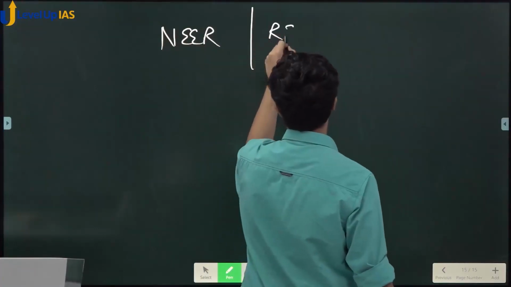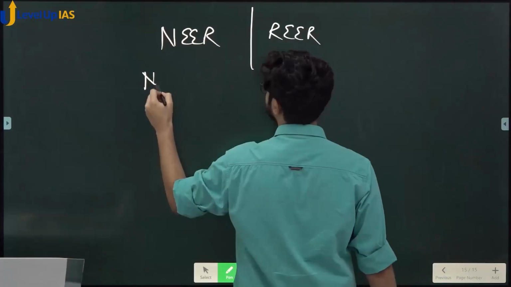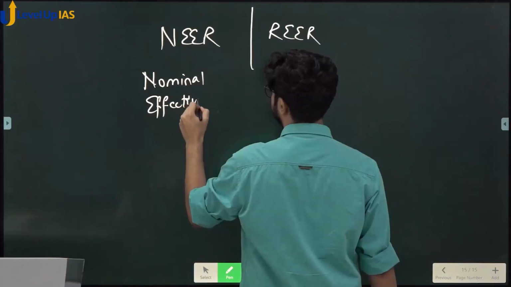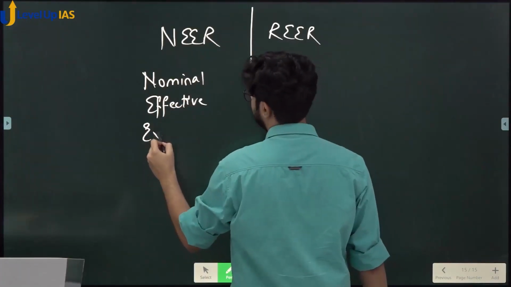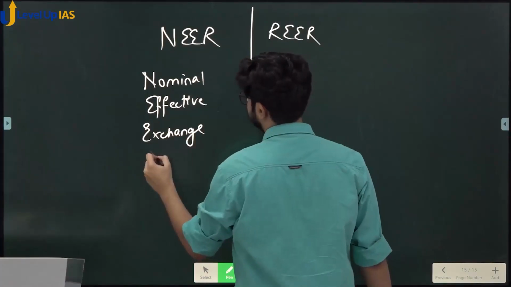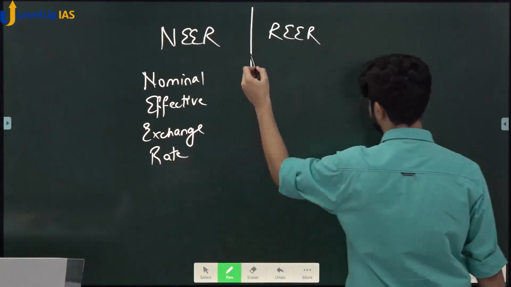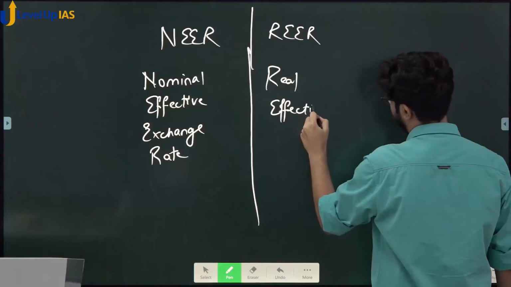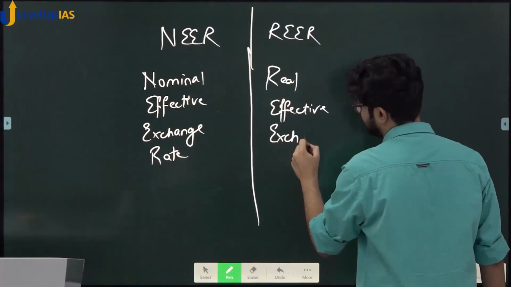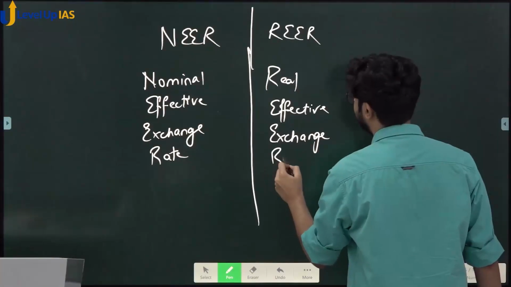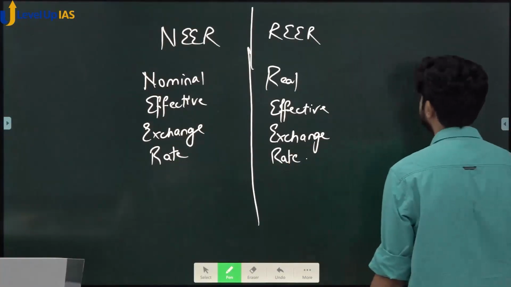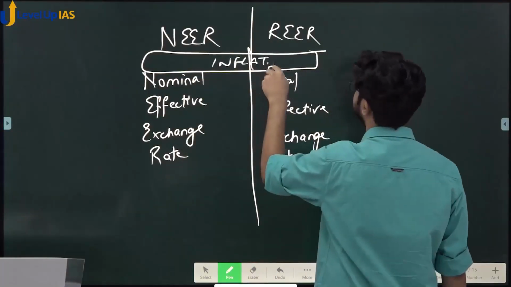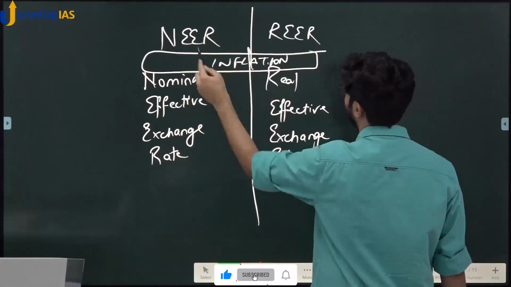Near and real, nothing much, very simple. This is the nominal effective exchange rate, and this is the real one. One thing you would have understood just now is the difference between these two. You don't know what these two concepts are, but you know the difference. Yes, you are right, the difference between these two is nothing but inflation. Yes or no? Simple. It's inflation, nominal versus real is inflation.